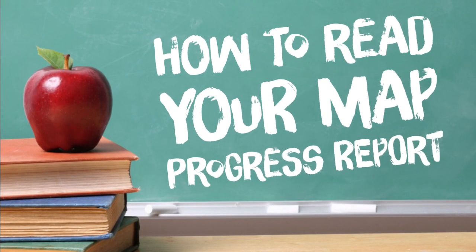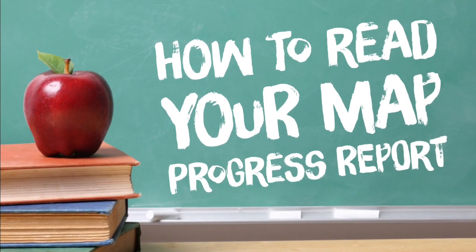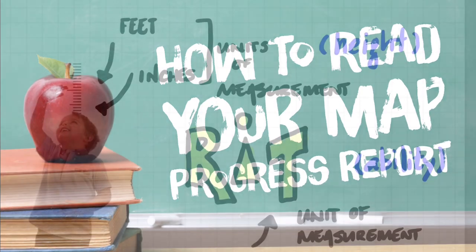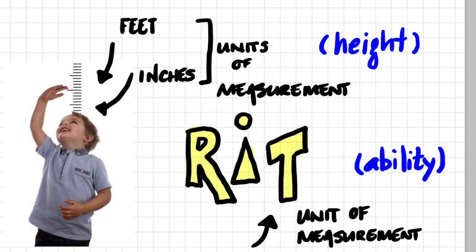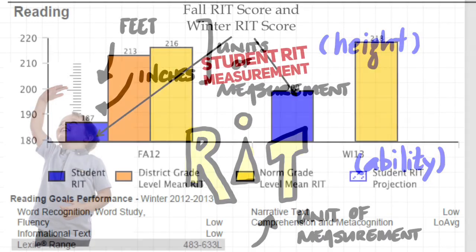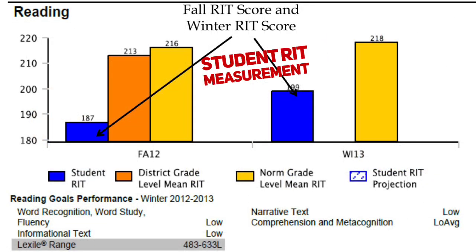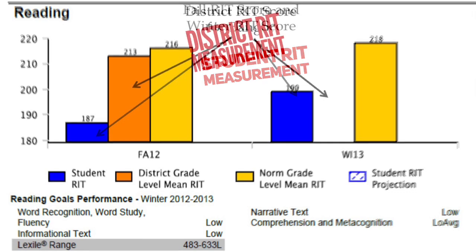It's time to learn how to read your MAP progress report. If you are measuring a child's height, you would use feet and inches. We're using RIT and Lexile to measure a child's ability in reading, math, and language. So the student RIT measurement is how tall the student measured when he tested using the MAP assessment.